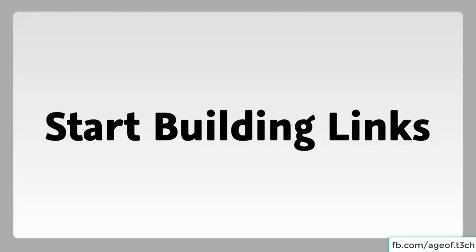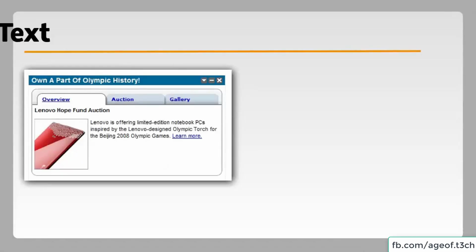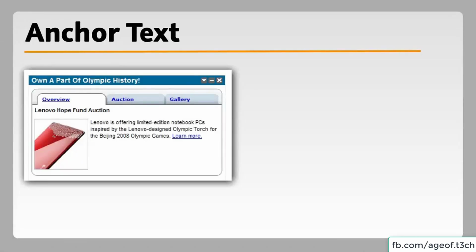Now let's start building links. We're going to start with probably the easiest form of building links, and that's with your own website. The best thing to do is start looking at your own website and look at how you are interlinking your own pages within the content. An example of this is from the Beijing Olympics a number of years ago. The Lenovo website provided this paragraph of content. Lenovo was offering limited edition notebook PCs inspired by the Lenovo Olympic torch for the Beijing 2008 Olympic Games, learn more.